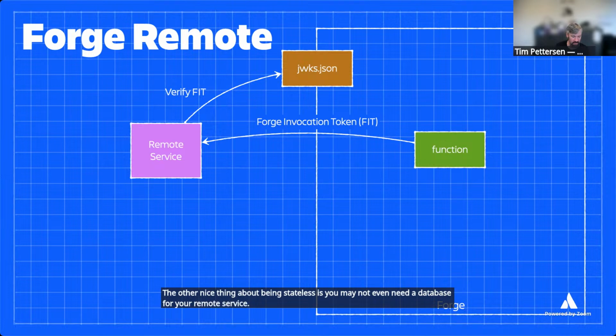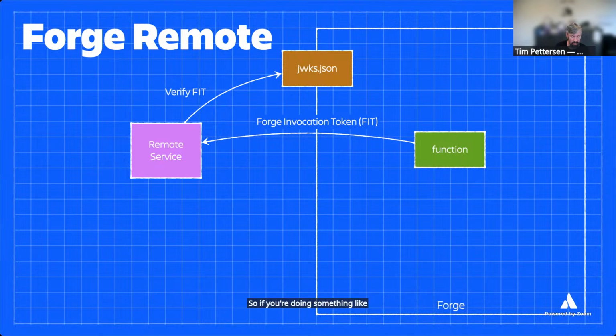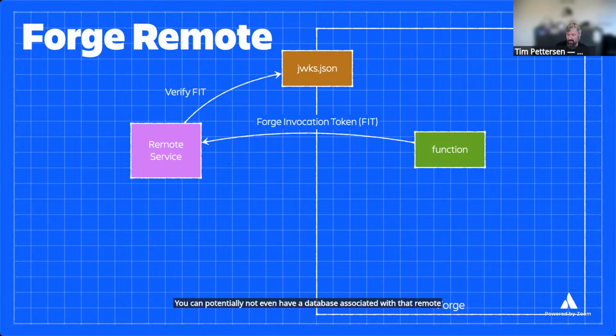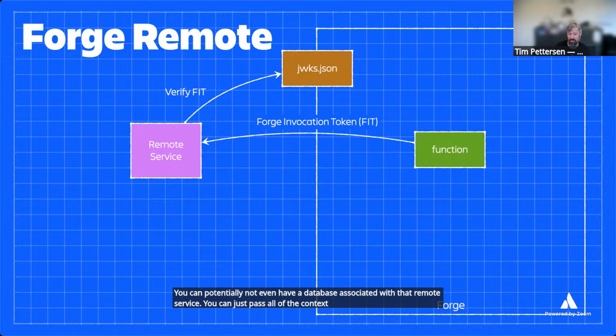So if you're doing something like PDF rendering, or if you're hosting your own LLM, for example, and you need to be able to make requests to that LLM from a Forge context, unless you actually need to store some state associated with your app's functionality, you can potentially not even have a database associated with that remote service. You can just pass all of the context that you need from your function into your remote service, process it, and then return that response back to your Forge app.